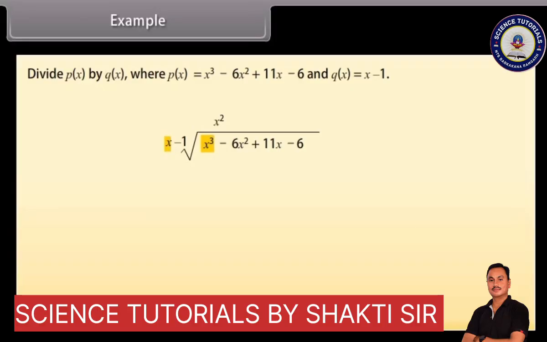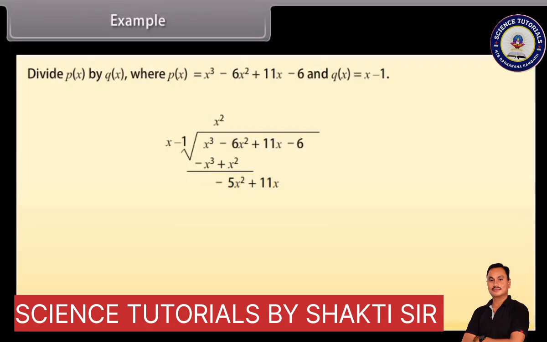of the division bar. Next, you multiply the term that you wrote at the top by the entire divisor. In this case, you multiply x square by x minus 1 to get x cube minus x square, which you then subtract from the polynomial under the division bar. By subtracting, you get rid of the term with the largest exponent to reduce the size of the polynomial, which is a remainder. Now we have a new polynomial for which we repeat the second step.